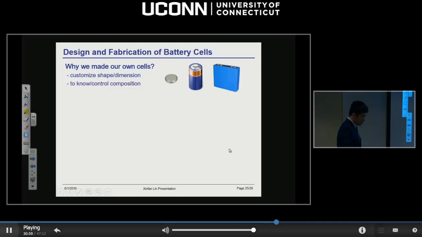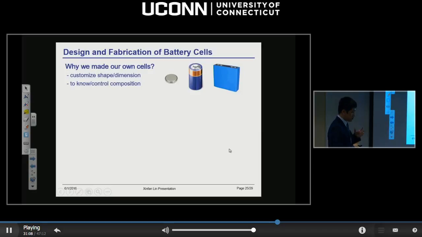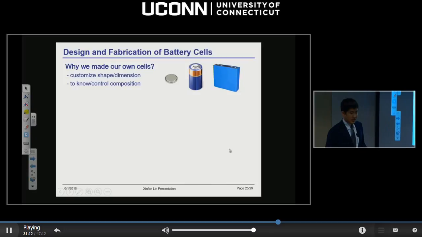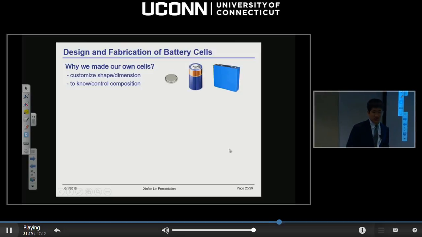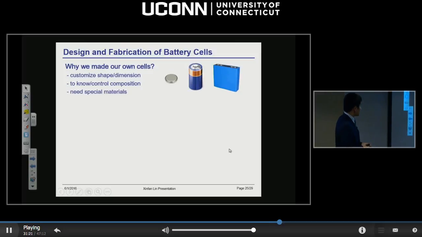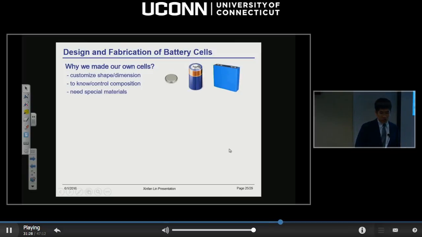However, the commercial prismatic cells we can buy from the market cannot be used for the experiment either, for two reasons. The first is that we would prefer to know and control the composition of the battery. For example, we want to know the maximum amount of cyclable lithium across the battery electrode, but typically manufacturers just don't give away this information. Secondly, we also need to use some special materials inside the battery. For example, we do not want too much hydrogen in the battery.